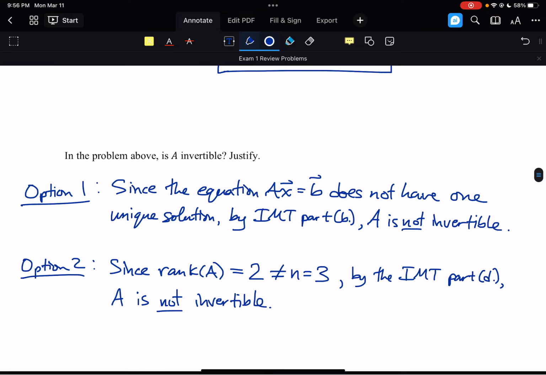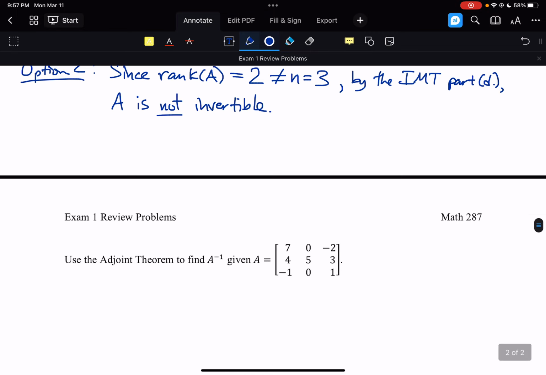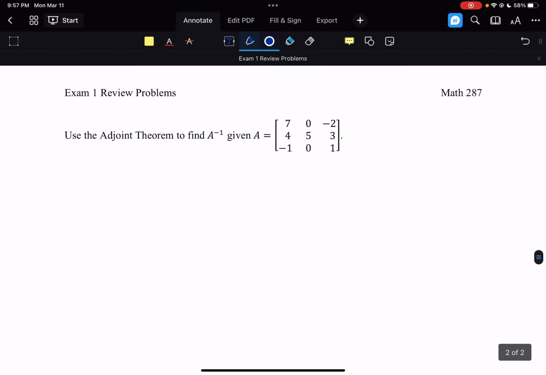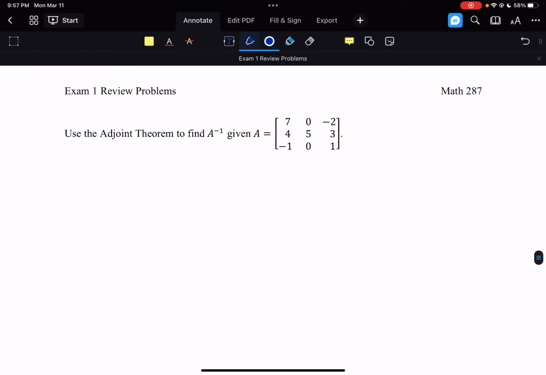All right, moving on to the next problem. Use the adjoint theorem to find A inverse given this 3 by 3 matrix A. So if you haven't had a chance to attempt this problem yet, go ahead and pause the video now and do so, and then we will begin the solution momentarily.